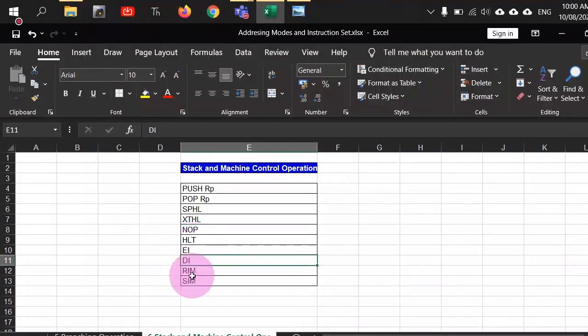You are already aware of the RIM and SIM commands. So they are used for interrupt handling as well as serial input output. So I have displayed the format of this in one particular laboratory, right?